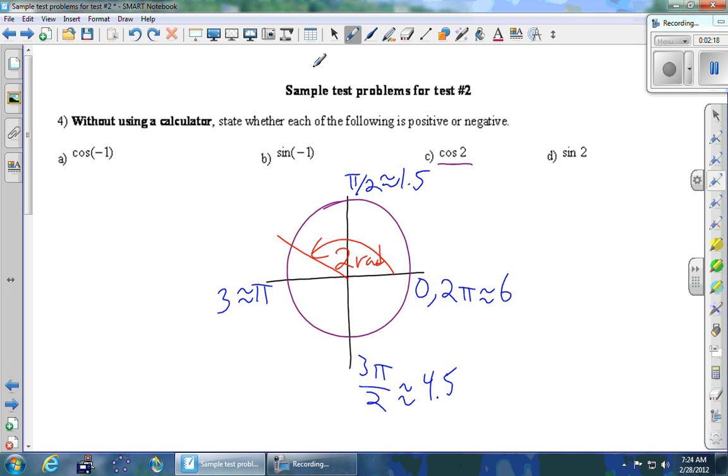And the only other piece to this problem is knowing where the different trig functions are positive. So however you remember A, S, T, and C in that configuration, looking at this 2 radian angle, which is in the second quadrant, we know that the only trig function that's positive in the second quadrant is sine, and therefore also cosecant if you wanted it. So sine is the only one that's positive there. So that means that sine of 2 is positive. That one's bigger than 0. And cosine, well, it isn't sine, and sine is the only one that's positive. So cosine must be negative.